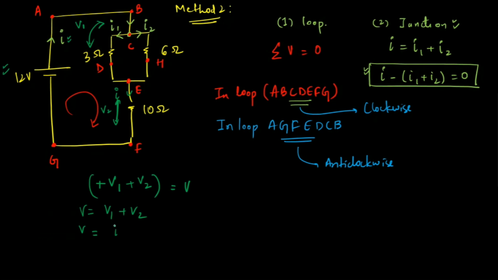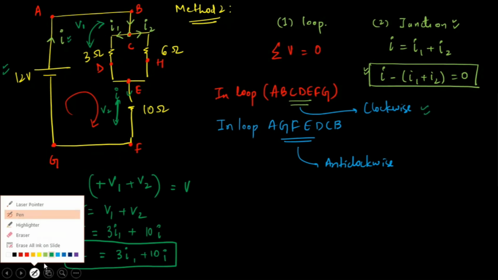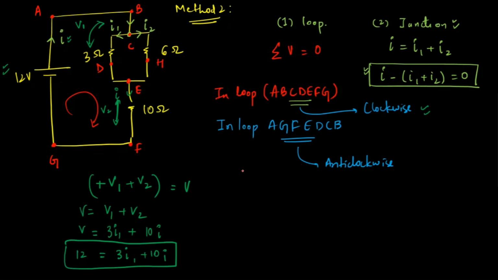So it is going to be I1 times 3. I can write it as 3I1, plus V2. V2 is going to be 10 times I, so I can write it as 10I. Always remember I1 and I are different. And V is 12 volts. So 12 volts is equal to 3 times I1 plus 10 times I. This is my first equation. And first equation for which loop? For this loop, A, B, C, D, E, F, G. Again, this equation came from this particular loop. Whatever things I have told you, just keep those things in mind.